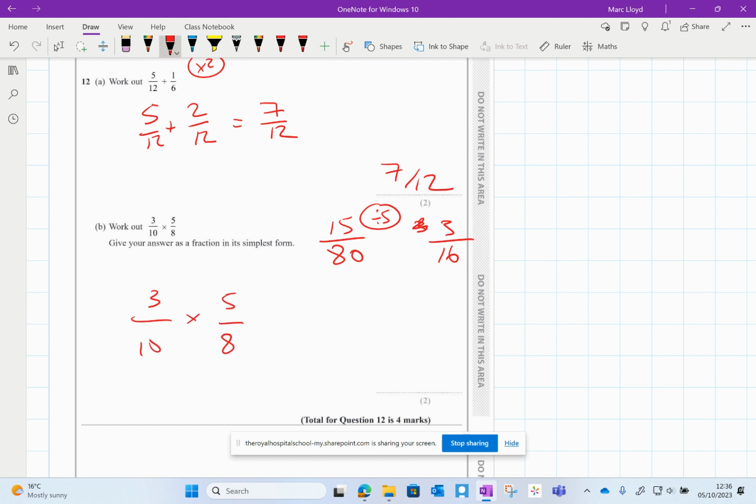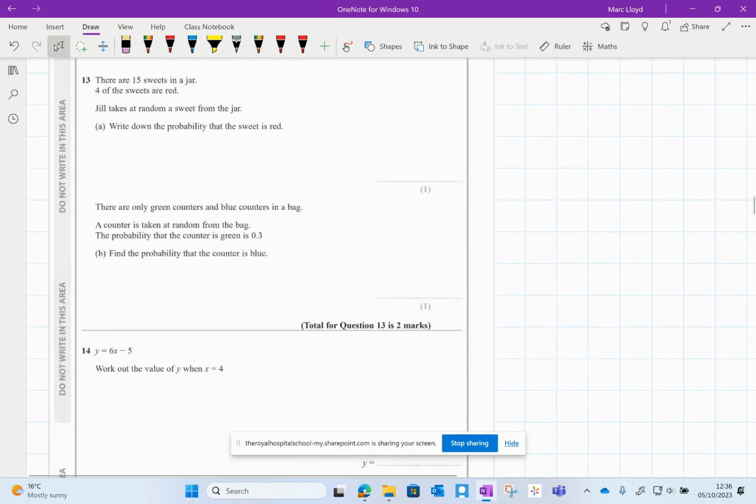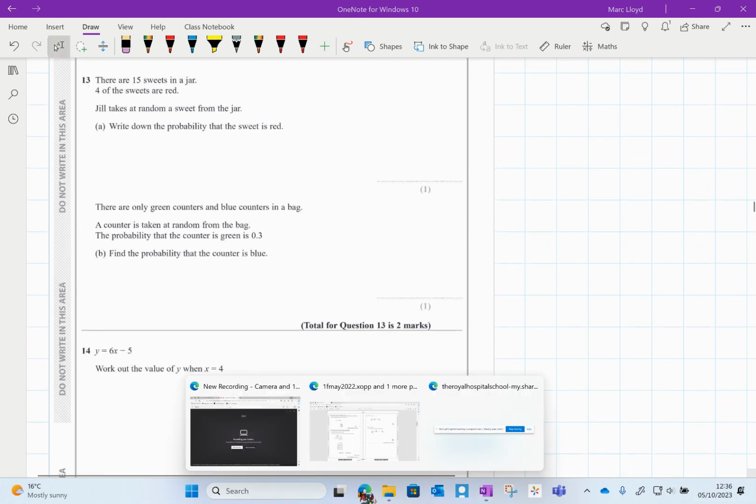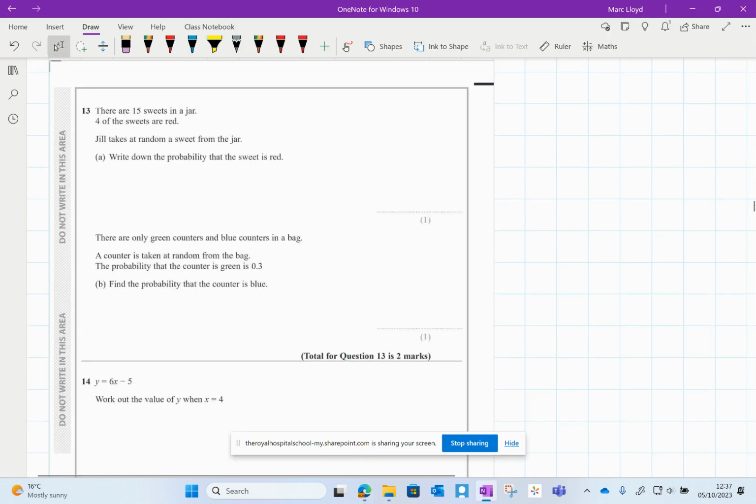5 and 10 both divide by 5, so that's 1, that's 2, 3 times 1 is 3, 2 times 8 is 16. So there's 2 ways to get to that solution. Choose the method that you're more comfortable with. Okay, time check again. 6:36. Okay, plenty of time. Do 2 more and then we'll stop.